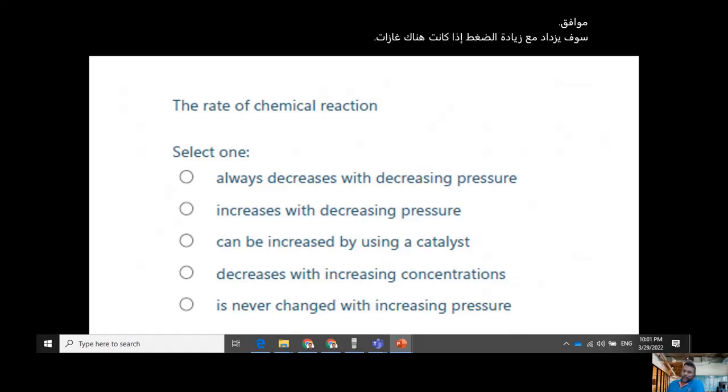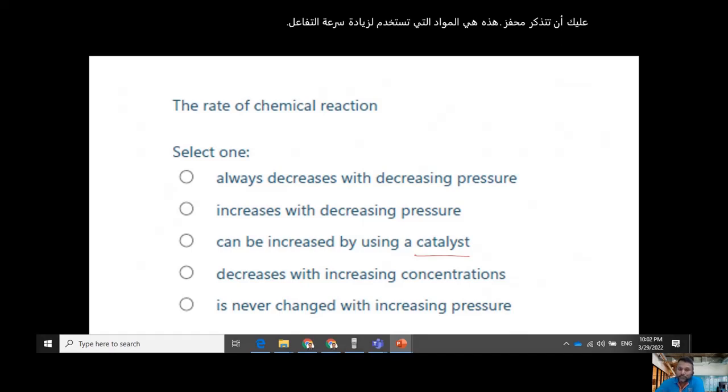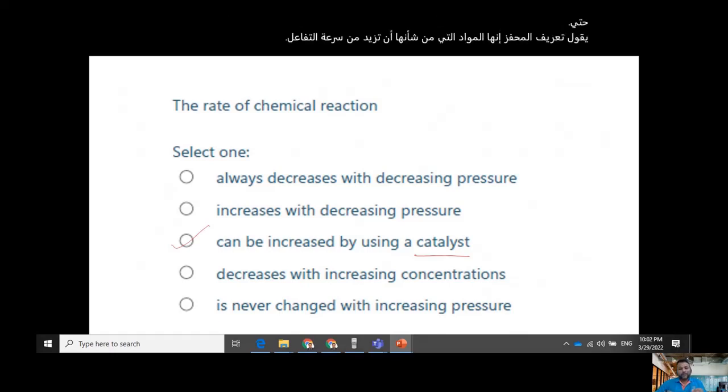Can be increased by using a catalyst. You have to remember catalyst. These are the substances which is used to increase speed of the reaction. Catalysts are the substances which, when they are present in the mixture, they will speed up the reaction, but they will not take part in the reaction. So the definition of the catalyst says they are the substances that would increase the speed of the reaction by showing easiest path for the reactions.